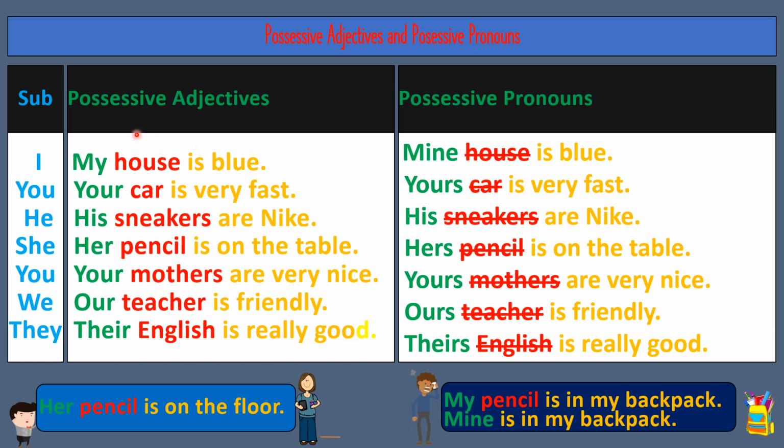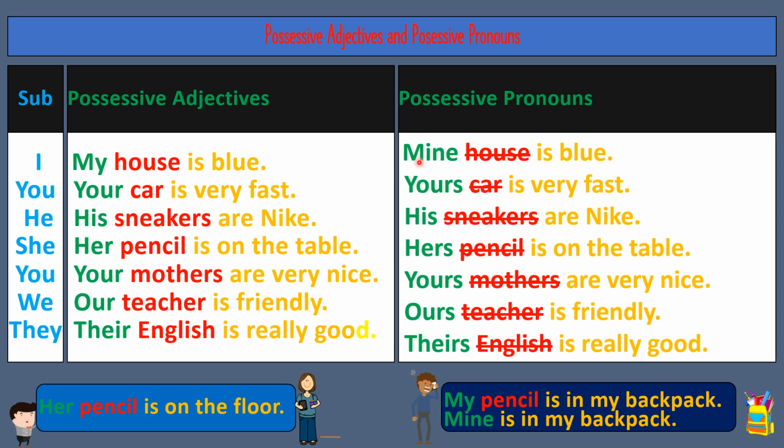Now, if you notice, after possessive adjectives, you need a possession. My what? My house. Your car. His sneakers. Her pencil. Your mothers. Our teacher. Their English. So these are the possessions that we are talking about. But after possessive pronouns, we don't mention possessions because they already represent the possessions.